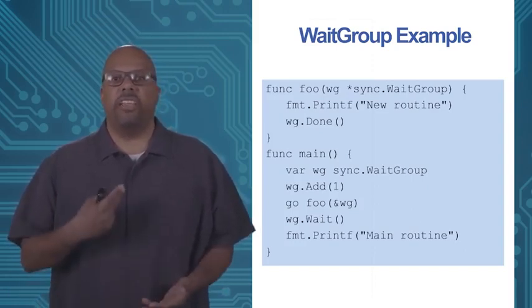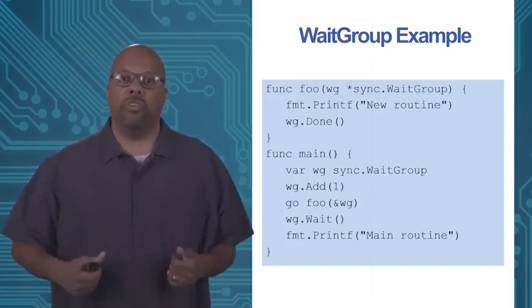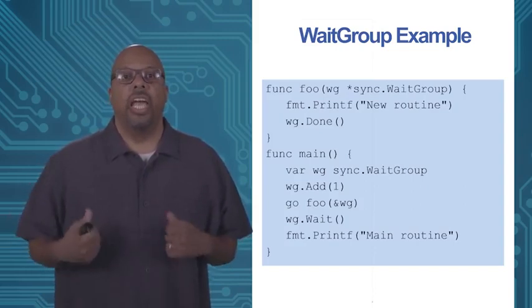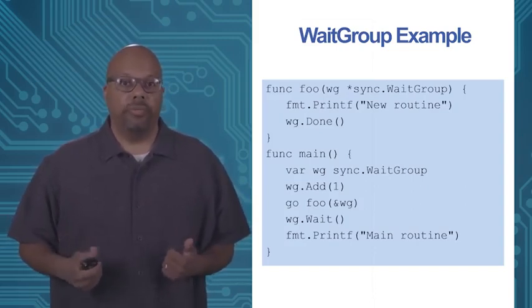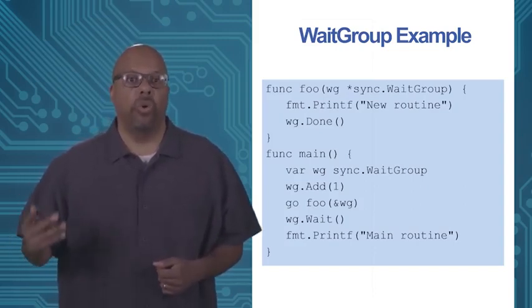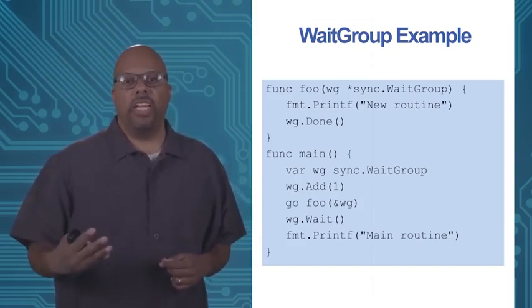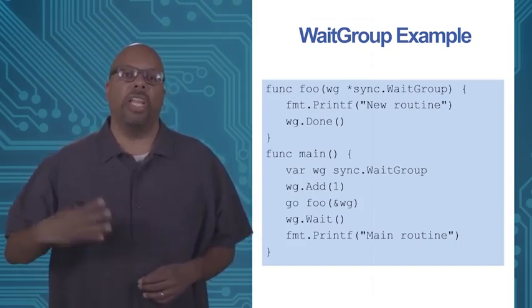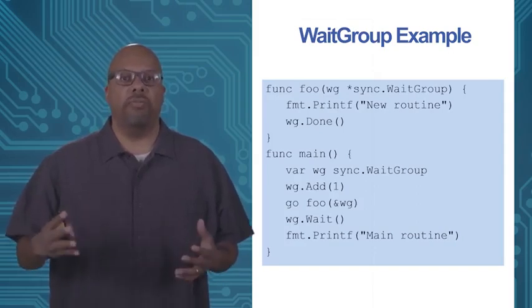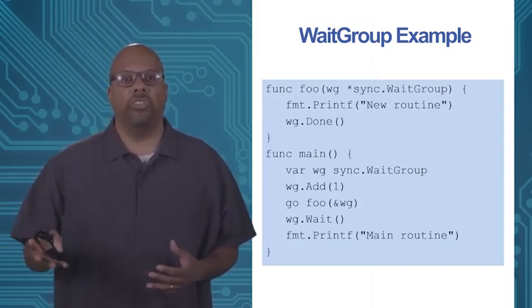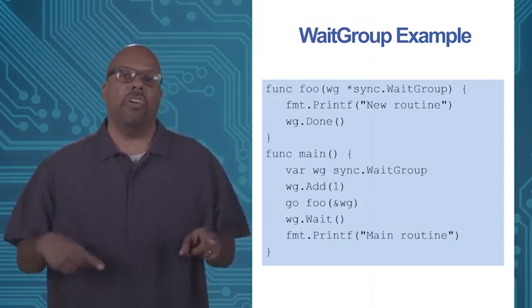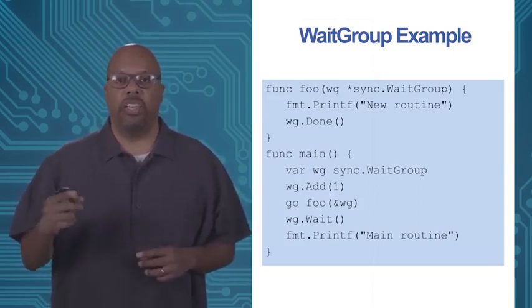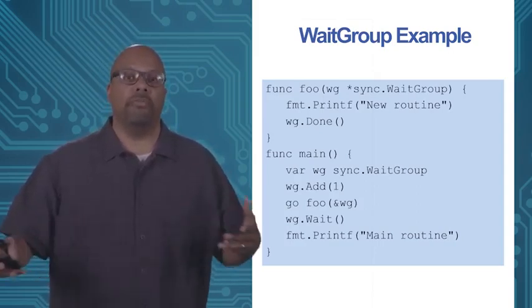sync.WaitGroup. Then I say wg.Add(1), right? So before I create the go routine, I add one to the wait group, because I know there's going to be a new go routine that I'm waiting for. Then I create the go routine with that go foo, and then I call wg.Wait after that, so that my main will actually wait on the go routine to complete, and only after that foo go routine has completed will it continue on and print main routine.